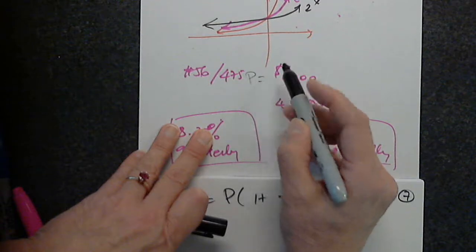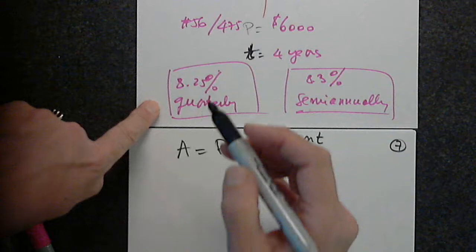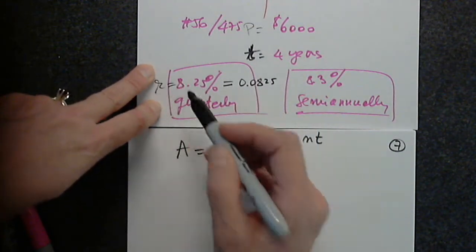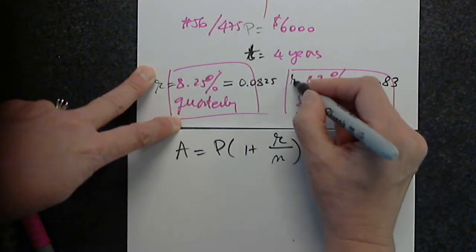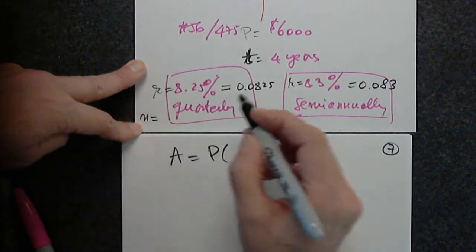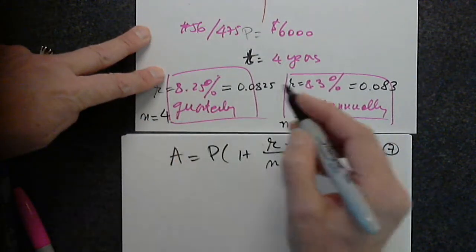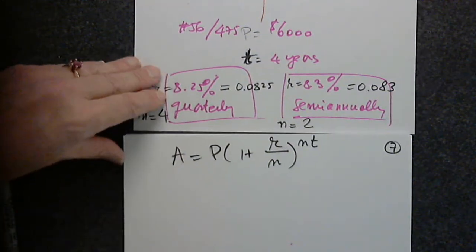Very good. So this is the principal and this is the T. Now we also have 0.0825, which is the annual interest rate, and 0.083, which is also the annual interest rate. What is N here and what is N here? 4 and 2. Perfect. Now, for this, a lot of things change, so I'm not going to use a function. I'm just going to calculate twice.